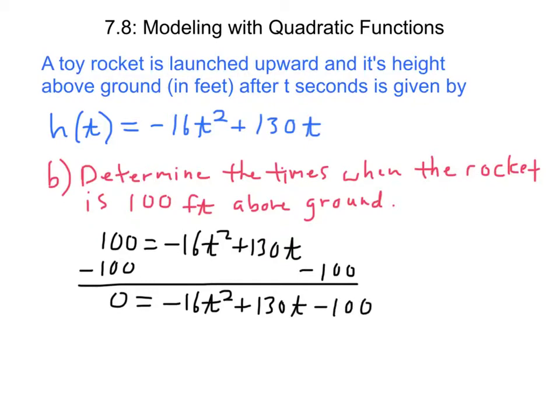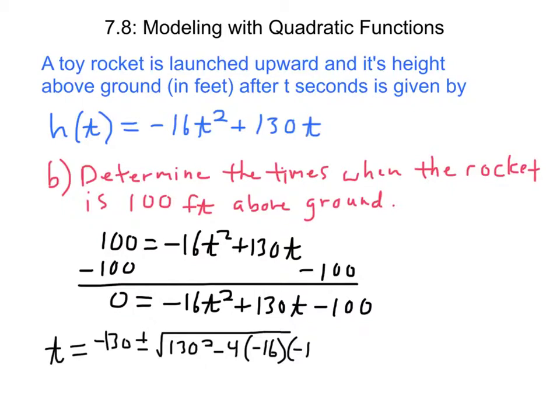And then once we've done that, usually our strategy for solving a quadratic equation is to first try to factor this trinomial that's on the right side of the equation. But in this case it doesn't factor, so then we'll just use the quadratic formula to solve that. So we would have t equals negative b, so that'd be negative 130 plus or minus the square root of b squared, so that's 130 squared, minus 4 times a, which is negative 16, times c, which is negative 100, and that whole thing is divided by 2 times a, so 2 times negative 16.